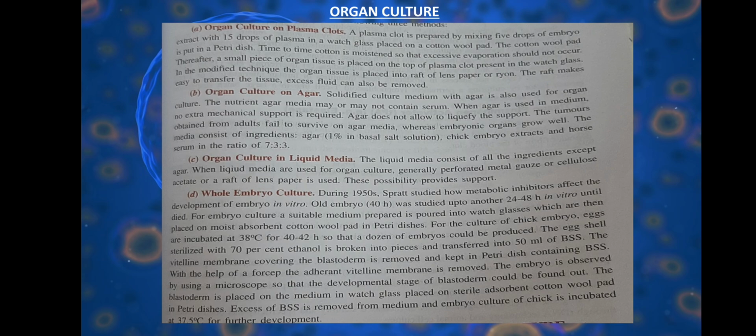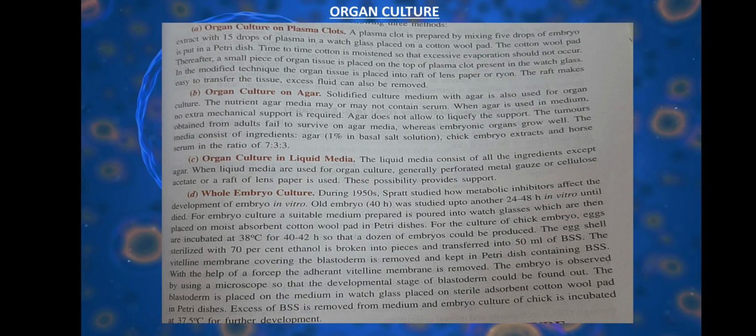In this technique, the organ tissue is placed onto a raft of lens paper or rayon. The raft makes it easy to transfer the tissue, and the excess fluid can also be removed. Second, culture on agar. Solidified culture medium with agar is also used for organ culture. Nutrient agar medium may or may not contain serum. When agar is used in the medium, no extra mechanical support is required. Agar does not liquefy the support. The tumors obtained from adults fail to survive on agar media, whereas embryonic organs grow well.